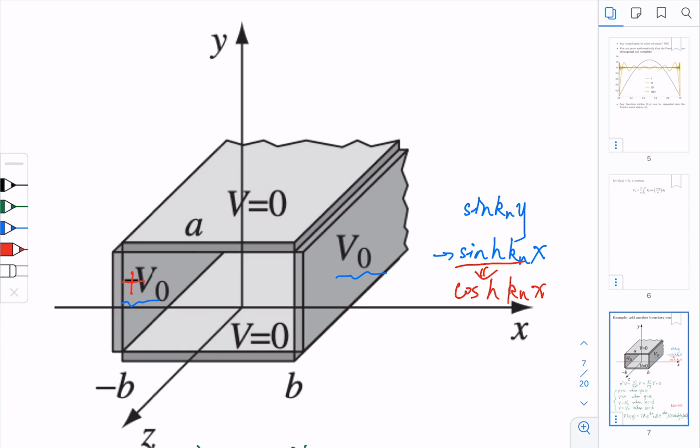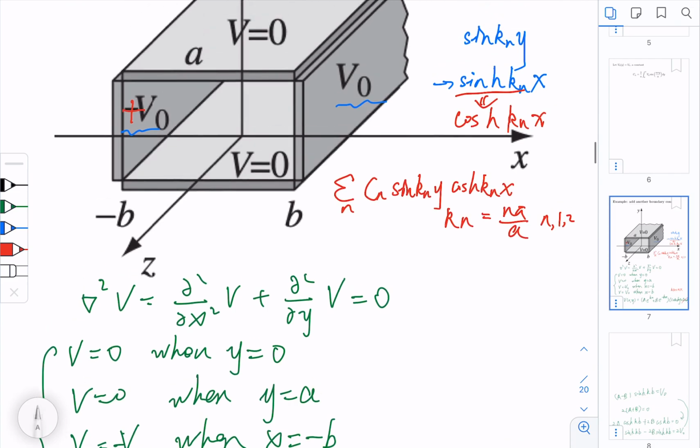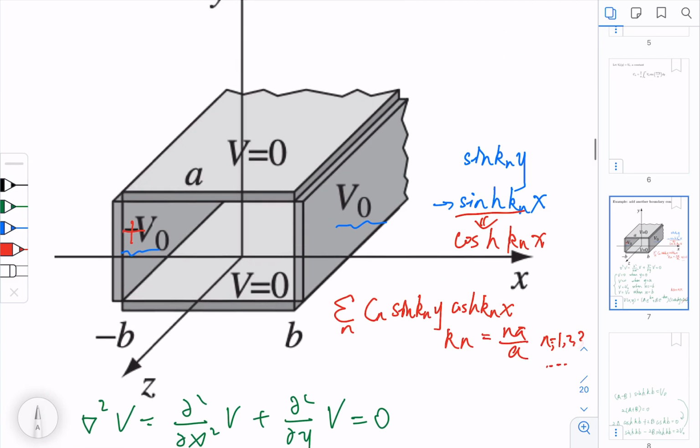And now for this plus sign, you can also immediately write down the solution to be sine kny and cosh knx. Again, it's a sum of all possible cn, and this kn takes the value of n pi over a, where n goes from 1 to 3. So this is the quick way of solving the problem in Cartesian coordinates.